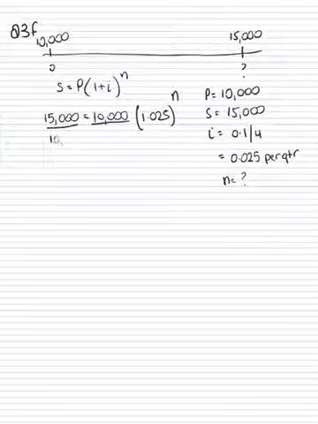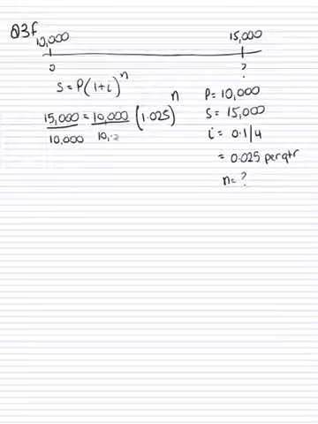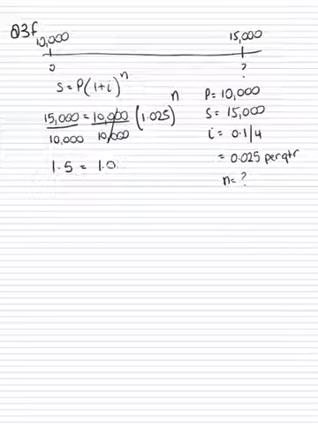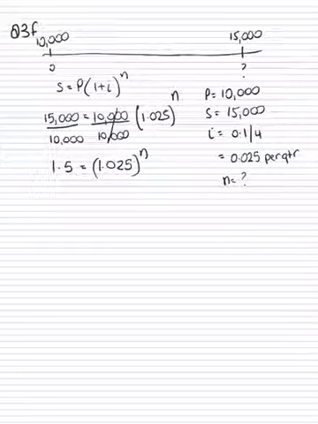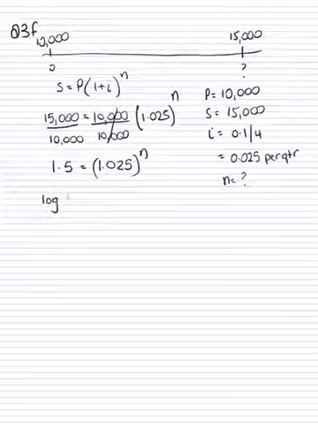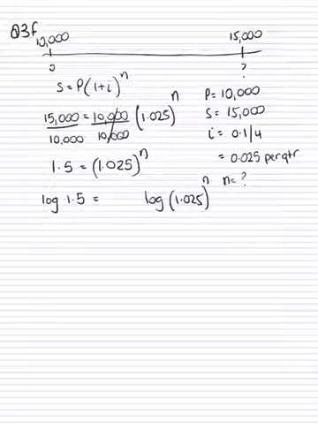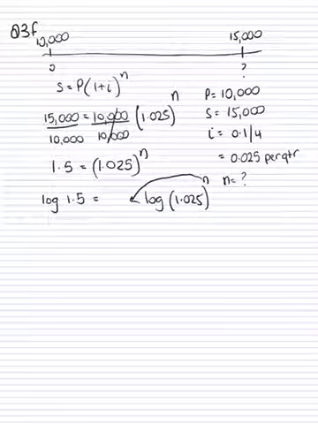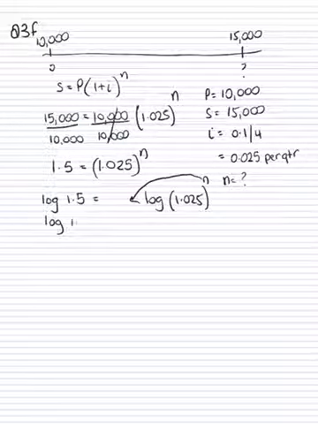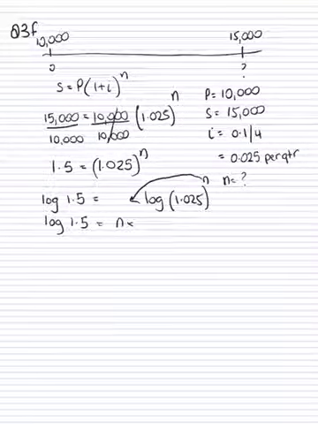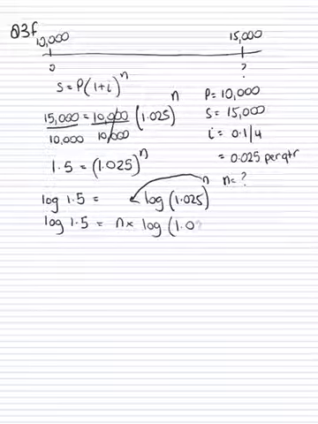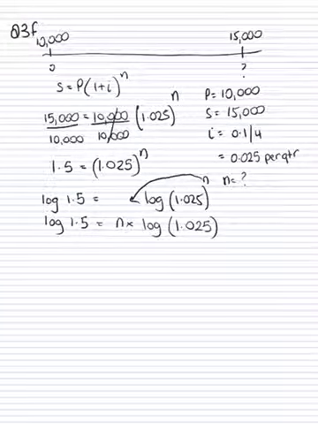So if I divide both sides by 10,000, that cancels, and I have 1.5 is 1.025 to the power of n. Now I want to take log of both sides, and I'll explain to you why we want to do that. By using the log function, it allows me to bring the n to the front. So now I can write log 1.5 is n times log 1.025. That is just one of the log laws that we're using.